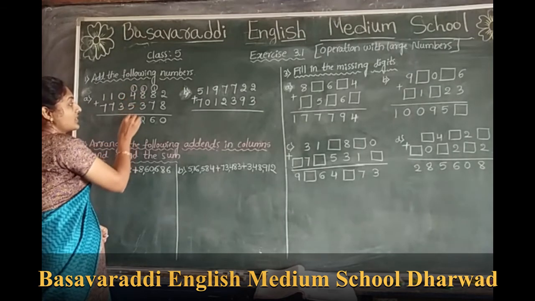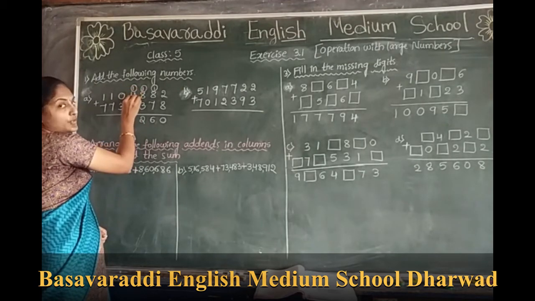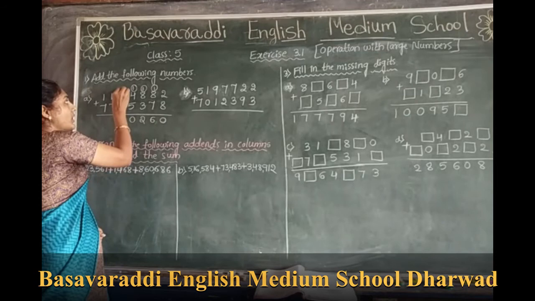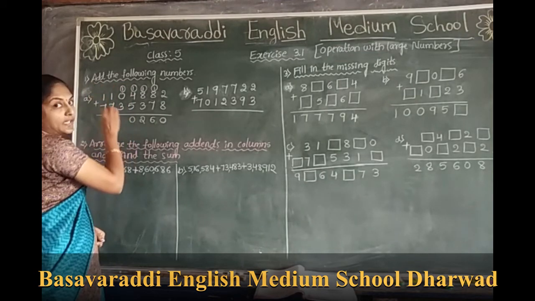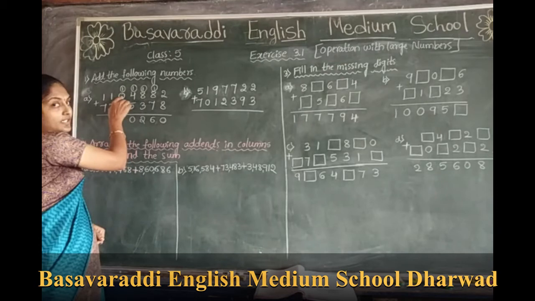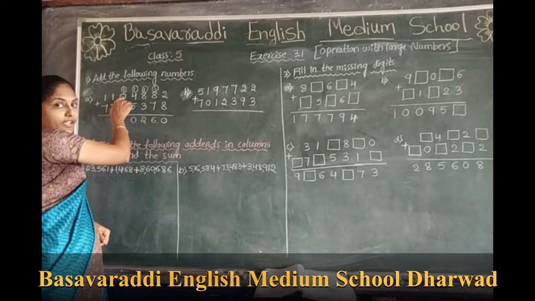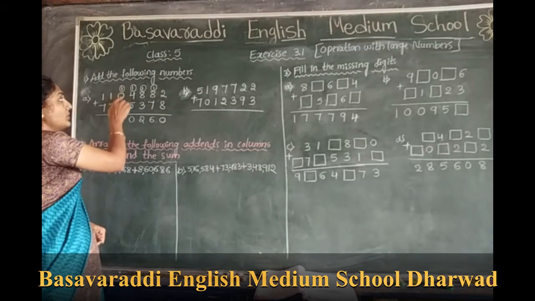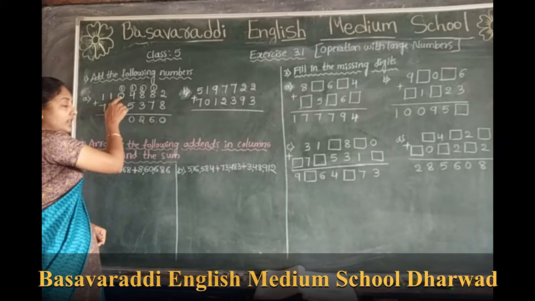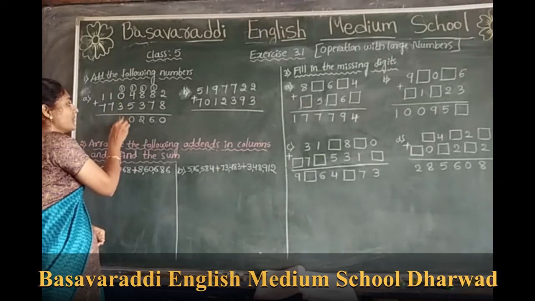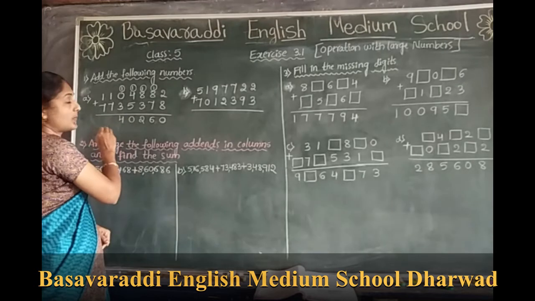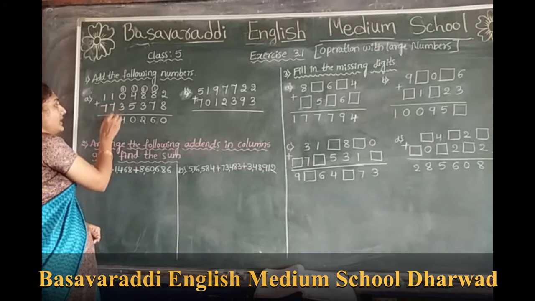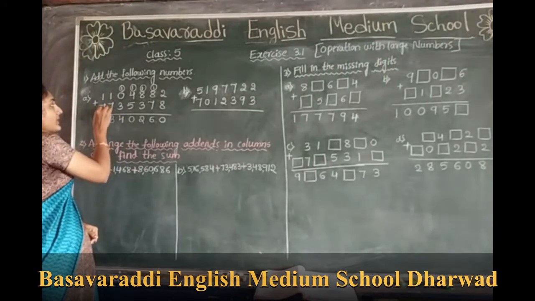Next, add the thousands place column. 1 plus 4 is 5, and 5 plus 5 is 10. So write 0 in the thousands place, and 1 carries over to the 10,000s place. 1 plus 0 is 1. If you add 0 to any number, you get the same number; we already learned this in the first class. Apply the rule: 1 plus 0 is 1, plus 3 is 4. So 4 in the 10,000s place. Then 1 plus 7 is 8.